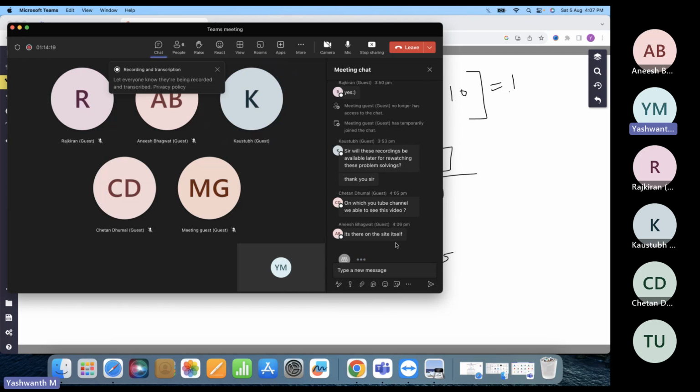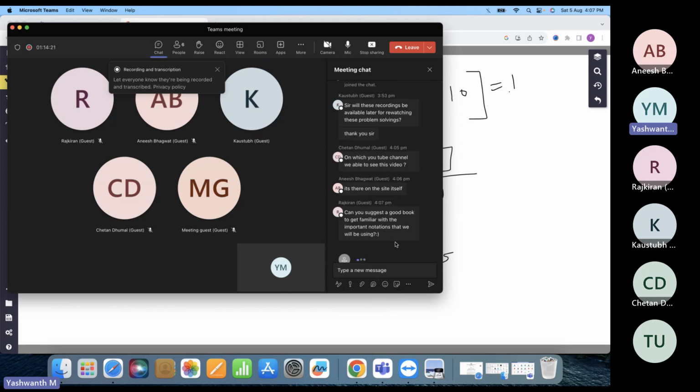Is there on the site itself? Can you suggest a good book to get familiar with the important notations that we will be using? What do you mean by notations? I'm not understanding.